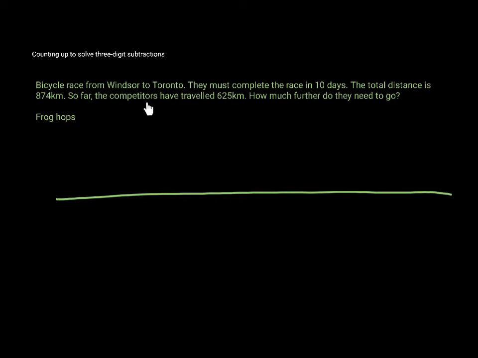And so far, the competitors, the people in the race, have bicycled 625 kilometers. And what you need to find out is how much further do they need to go. All right. Now, if you'll remember what we talked about with solving word problems, then you need to read this question again, and you should highlight words that are important.